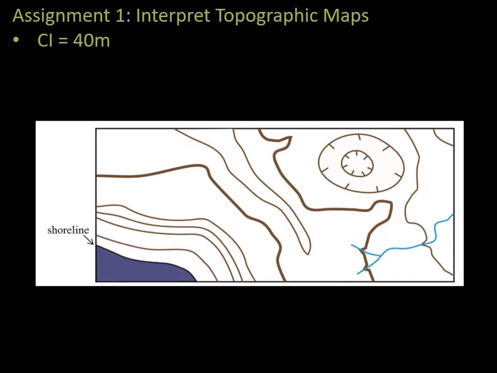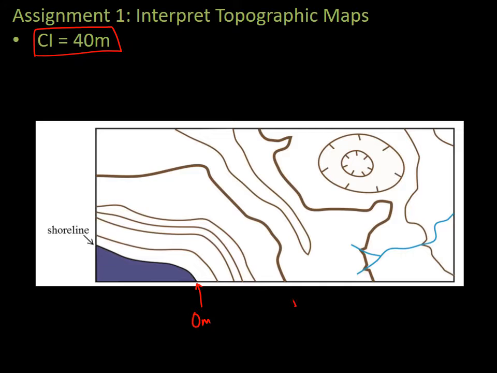So in this part of the assignment, your job is to label the elevation of all of the topo lines in this map given a contour interval of 40 meters. So I'll help you get started, give you a few little hints here as well. First of all, we're told that this is the shoreline, so that's the shore. Think of that as sea level, so that has an elevation of 0 meters. So there's one useful hint.